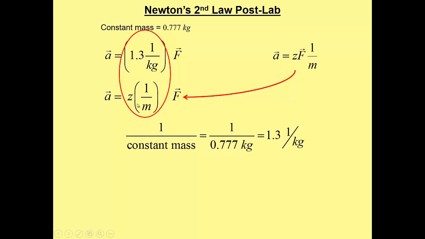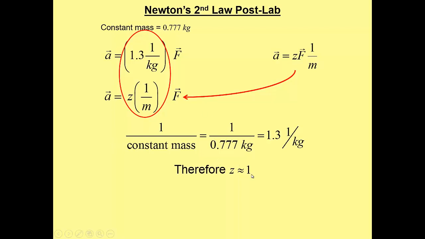Well, if we're going to multiply by z, we're going to go z times 1.3, and we want to get 1.3. I'm not trying to be difficult here. Yep, z needs to be 1. And z doesn't even need any units, because 1 over the mass has the same units as our slope does, at least once we reduce them in the post-lab.